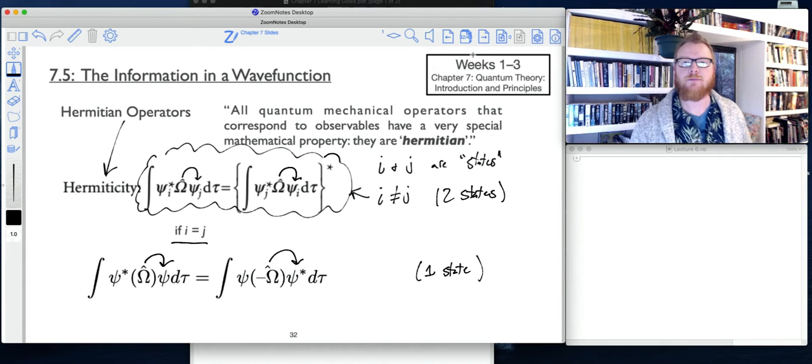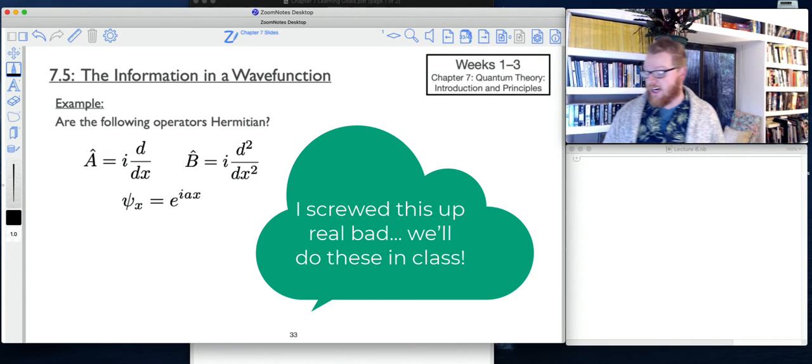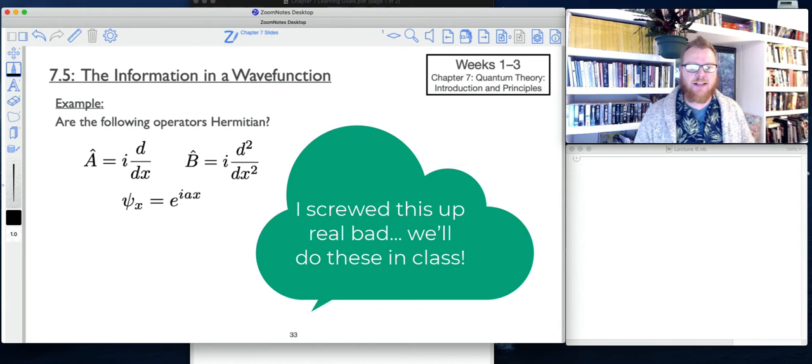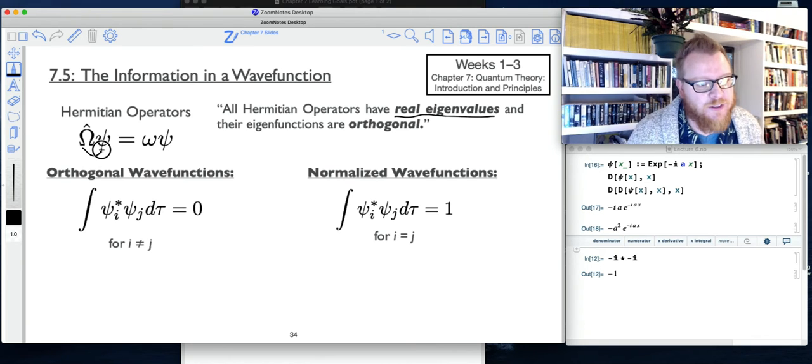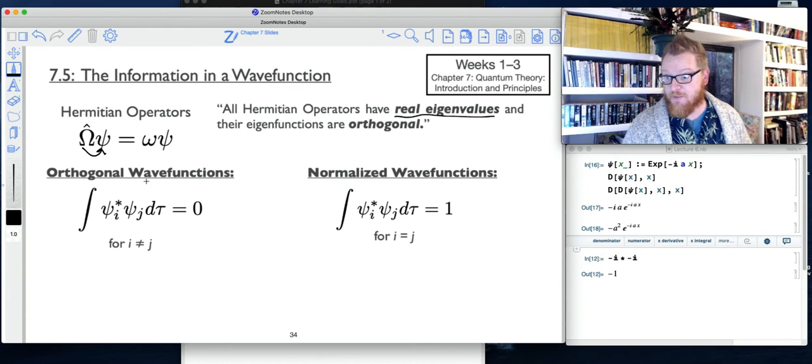So let's take a look at an example, okay? I'm going to do some of this by hand, and I'm also going to confirm some of my results. Again, the operator operates on psi, and what we have to get back is a real number and the original wave function, okay?